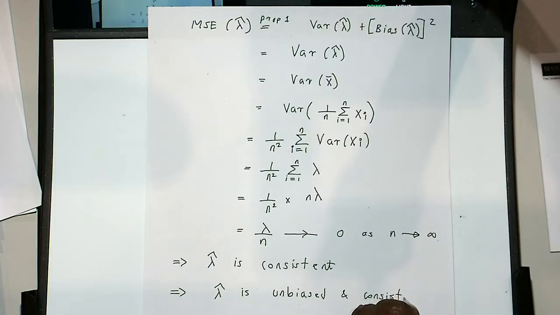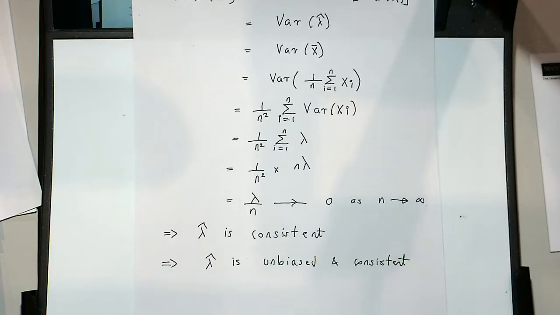So it has both the good properties, right? Because unbiasedness and consistency are the two critical properties of an estimator. So if it satisfies both properties, then that's good, right? Like in this example. Okay? Any questions on this example before I go to the next one?